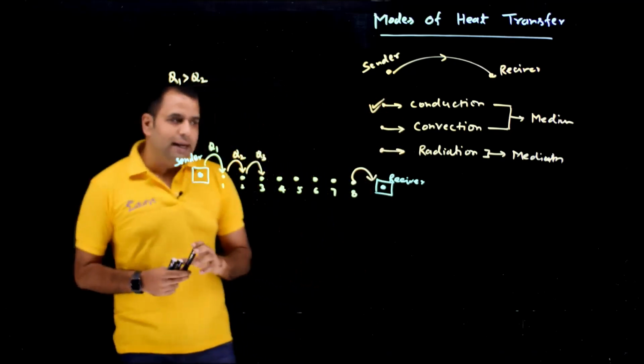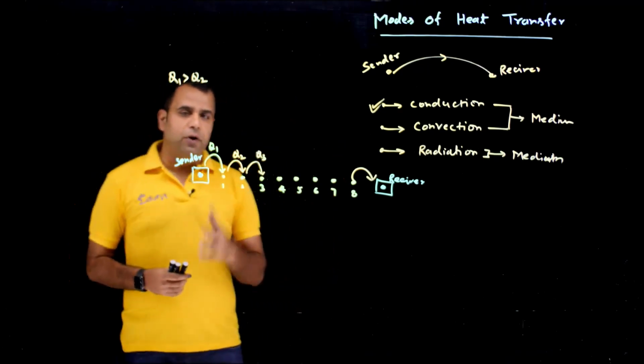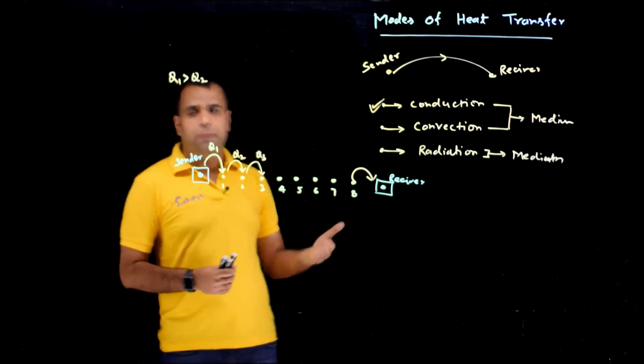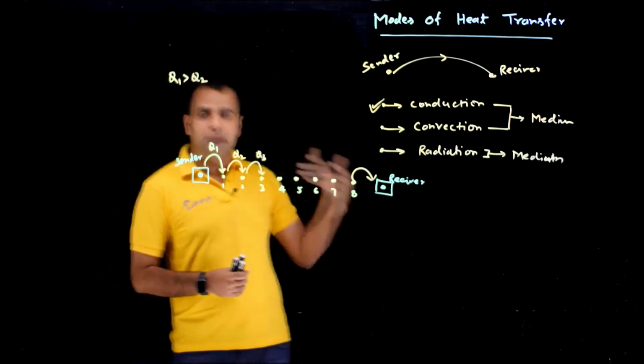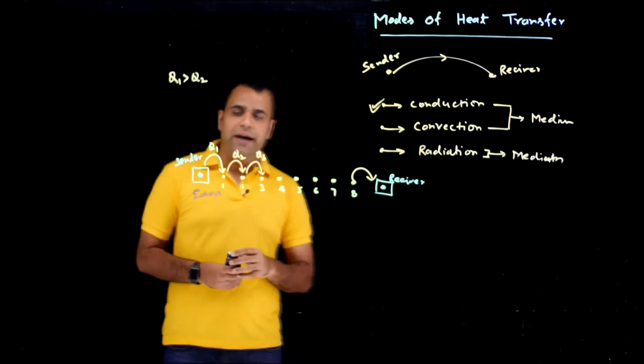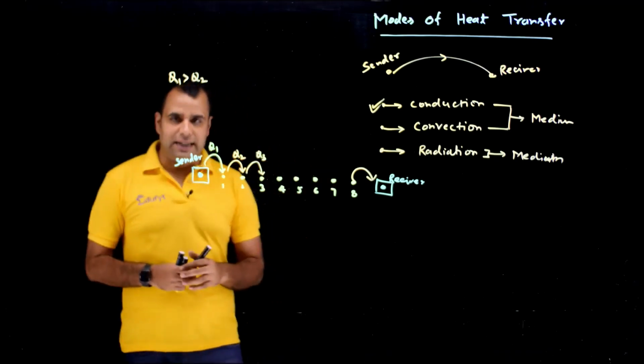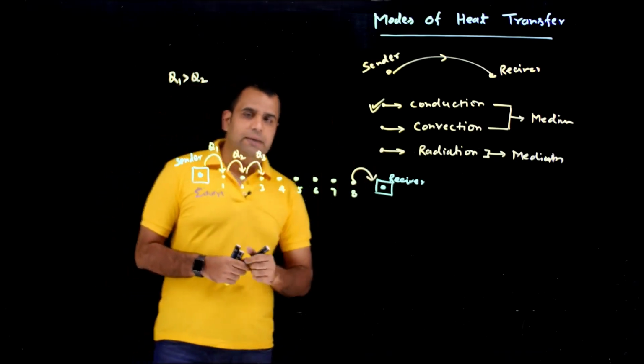Okay. So as you can see, if the particles are not there, this process will not happen, because the energy ultimately has to go to a particle, and through that particle it has to go to the other particle, and then it has to reach the receiver. If there are no particles in the medium, this process will not be possible. So that's your conduction. In detail, we will separately study that process.